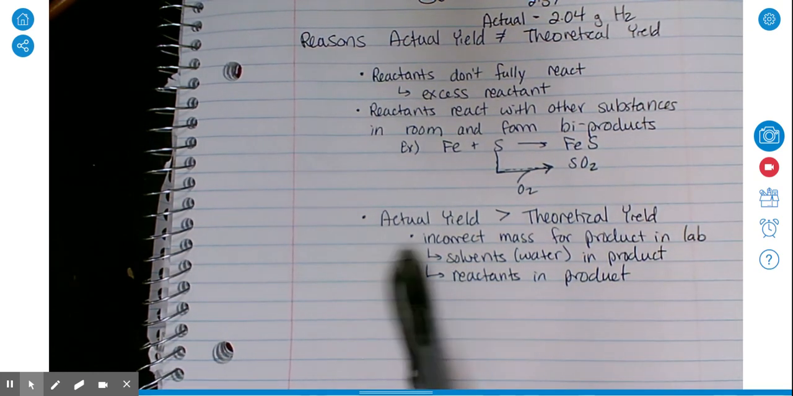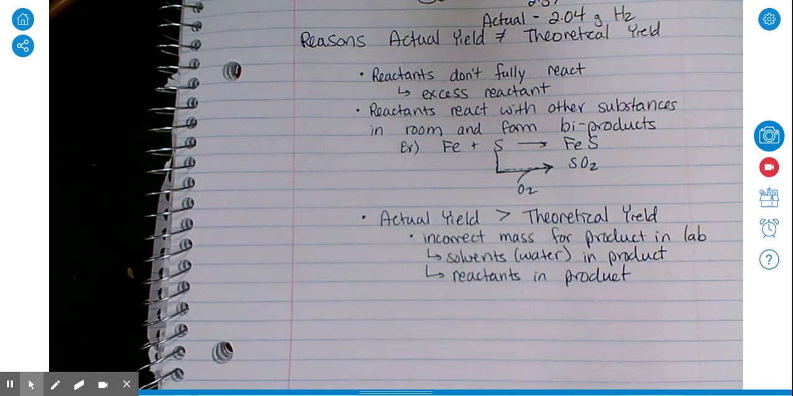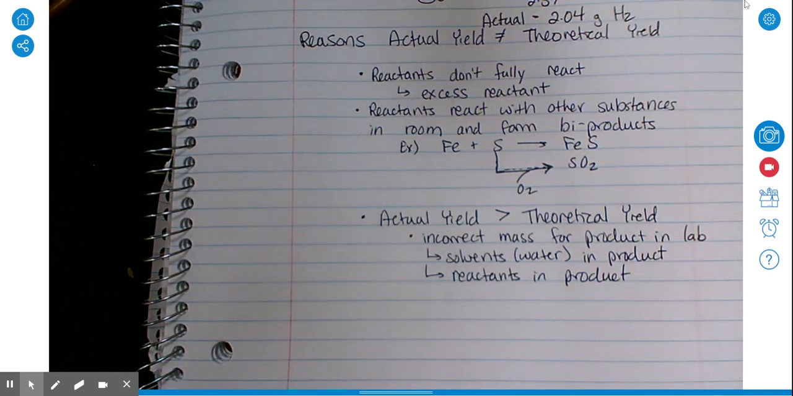So just know that if you ever get into a situation where your actual yield is bigger than your theoretical yield, it could be due to some different lab procedures, or it could be that there's still some reactants in your product there.